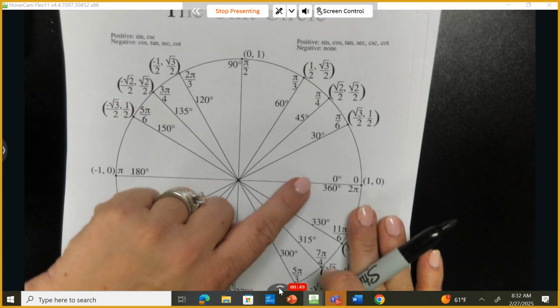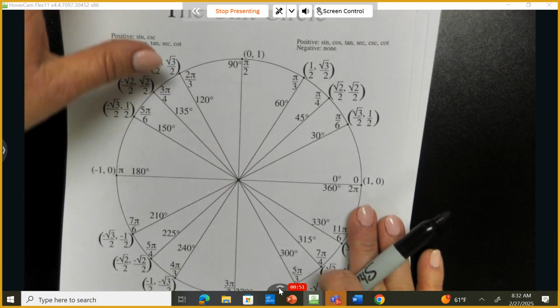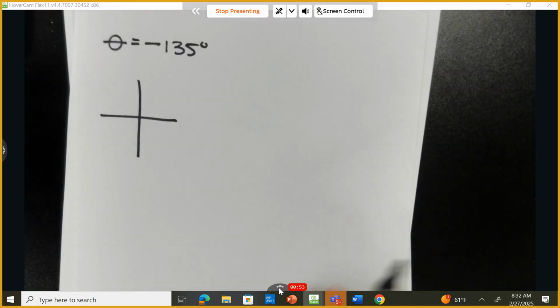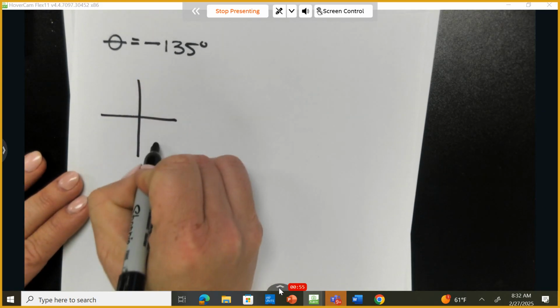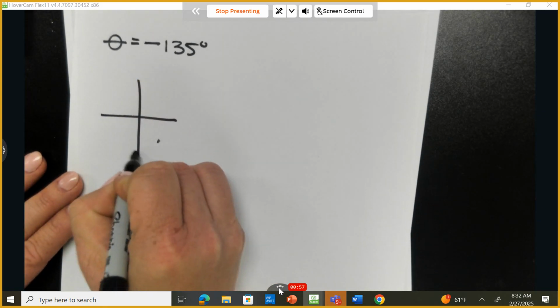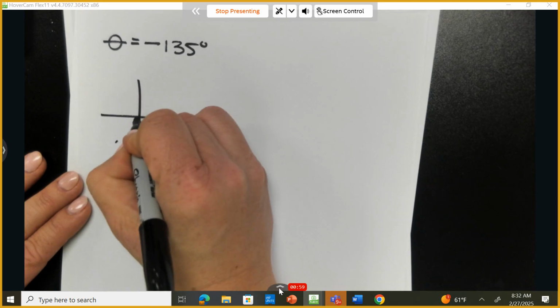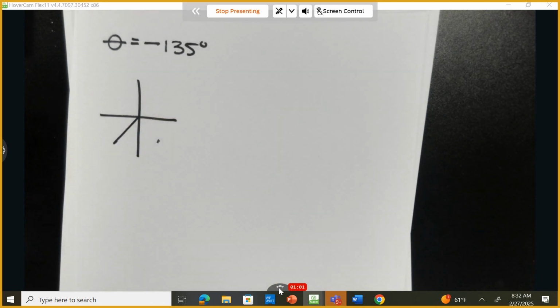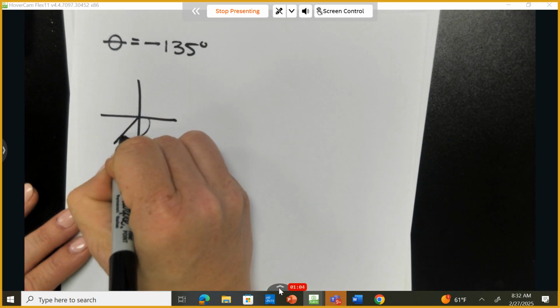But here's the deal. I don't want to go to positive 135. I need to go to negative 135. So how do I get there? I start here. Here would be 1 triangle, 2 triangle, 3 triangles. So here is where negative 135 lands, negative 135.